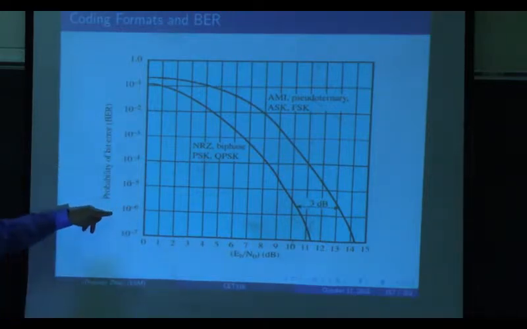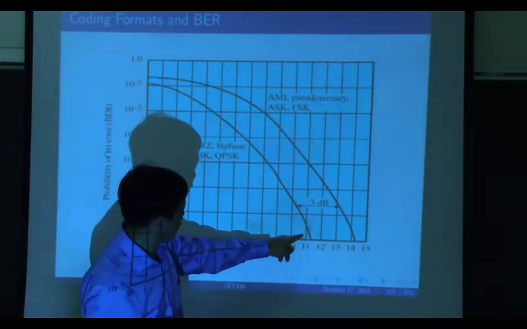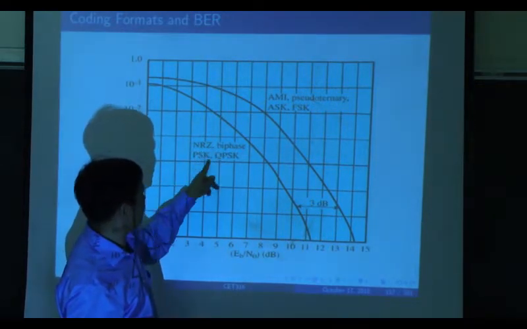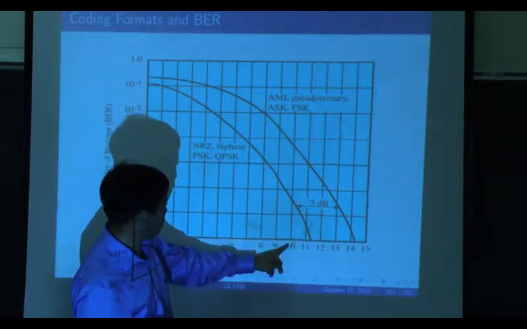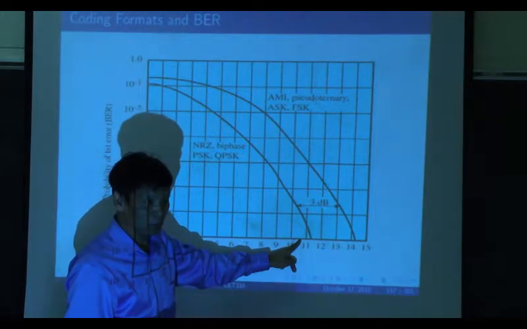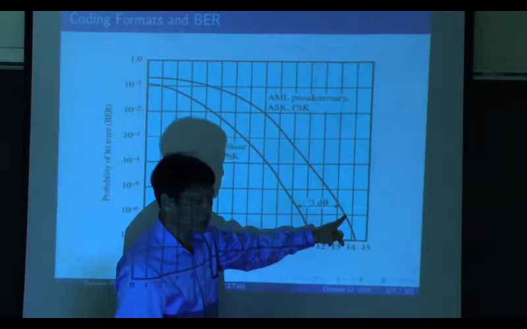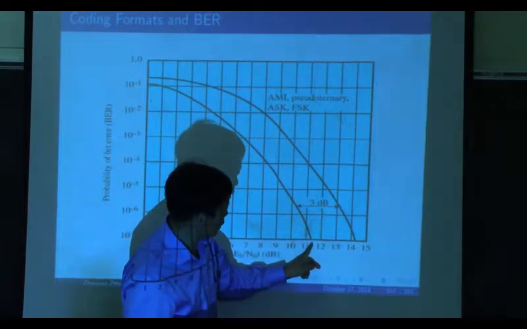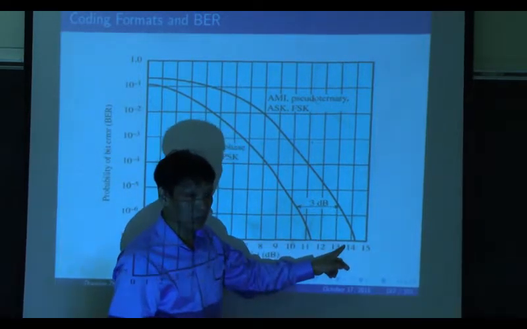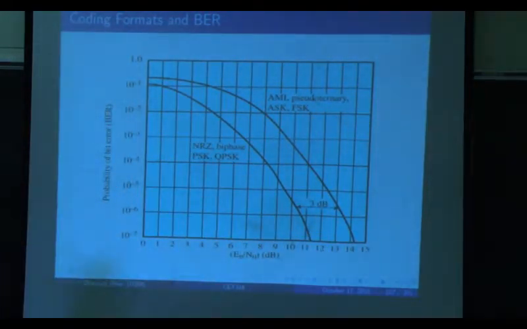To obtain this kind of property, for this kind, non-return-to-zero, BPSK, QPSK, the signal to noise ratio must be here, like 10.5 dB. But for this kind of code, AMI, ASK, FSK, the corresponding signal to noise ratio required will be like this is 10, and this one will be 13.5. So that's the difference of 3 dB. This is called coding gain. Right? And different codes have different properties for this.